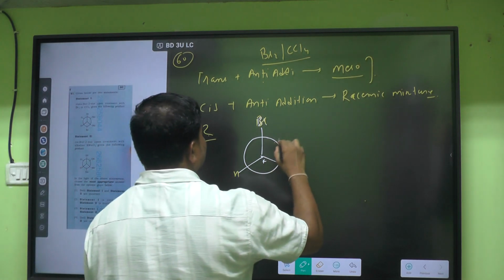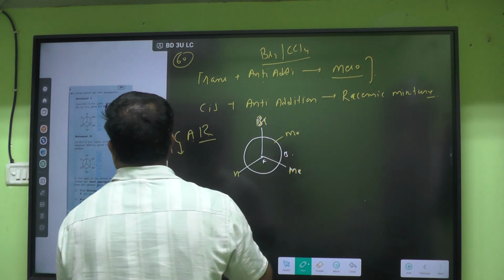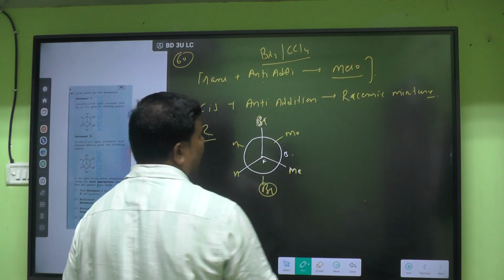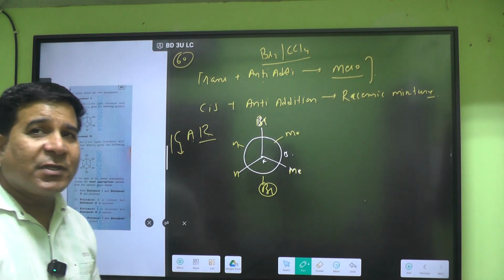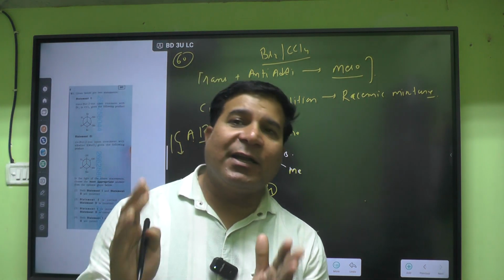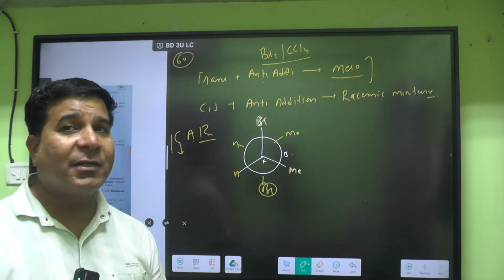What is the back carbon? It is methyl. What is here? Hydrogen. Here is Br. What is here? Br. Okay. So now, we always decide using the eclipsed form.